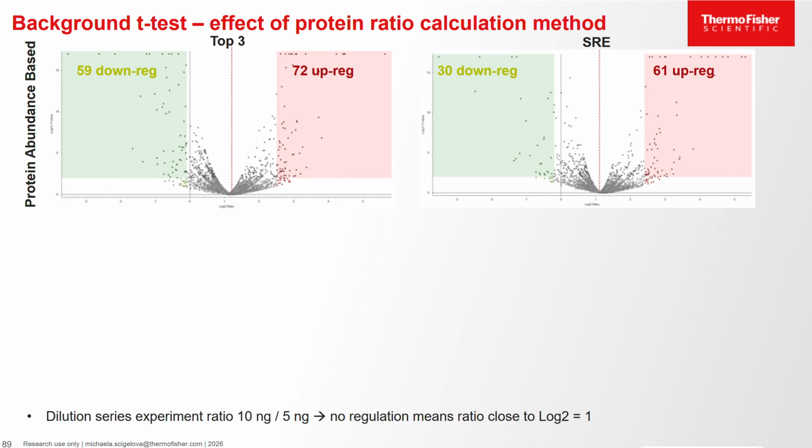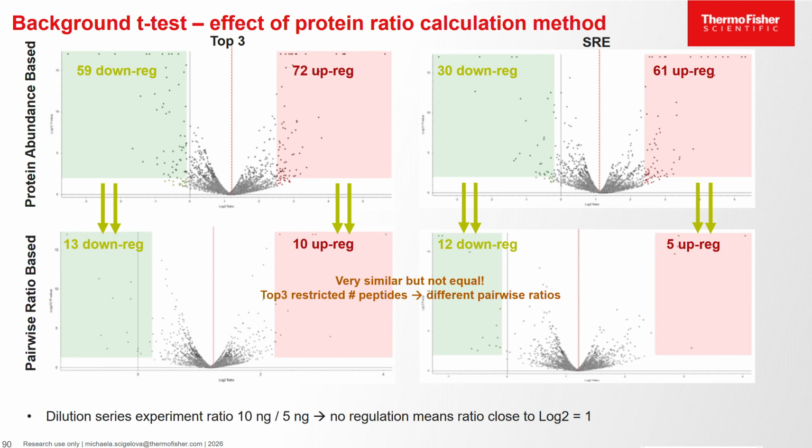What we should basically see here is the minimum number of up and down regulated proteins. If we center that population at the log2 ratio of 1, we have just a couple more or less detected, either with the top 3 or the sample replicate estimation method.